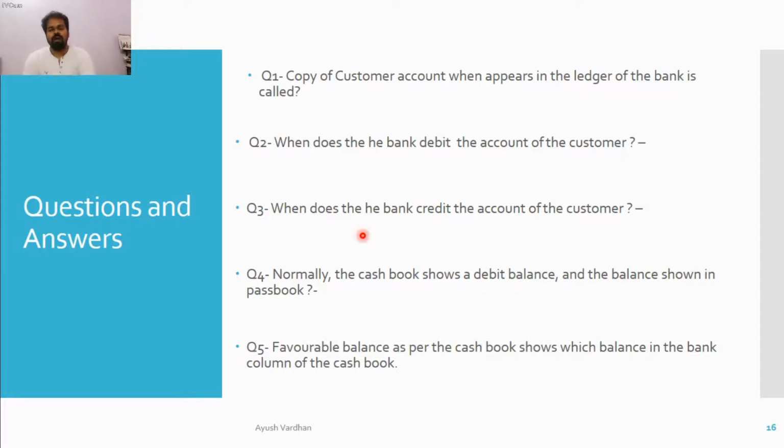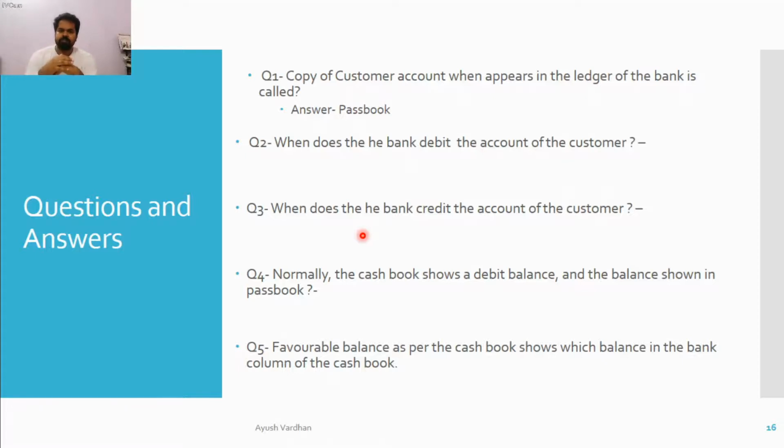Now another question is: copy of customer account when it appears in the ledger of the bank is called. So the bank maintains a ledger of each customer. So what is that called? That is called passbook.